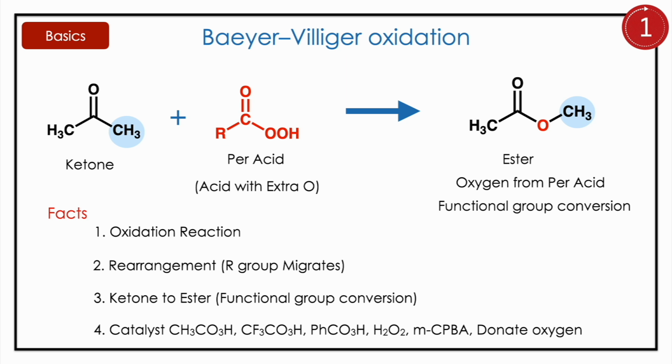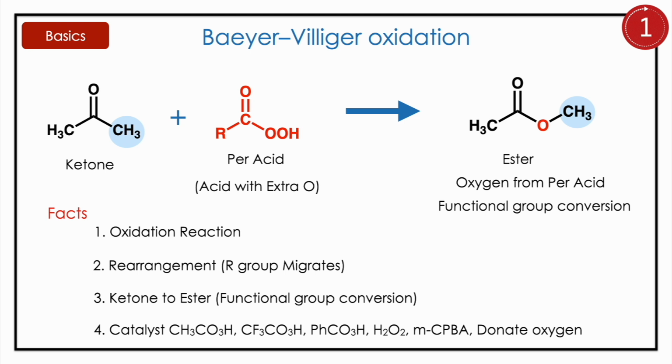First, we will see what is Baeyer Villiger oxidation. It is a conversion of ketone into ester in the presence of peracid. Here, the starting material ketone is shown. Peracid means an extra O with an acid. It donates the oxygen. Then it converts ketone into ester.